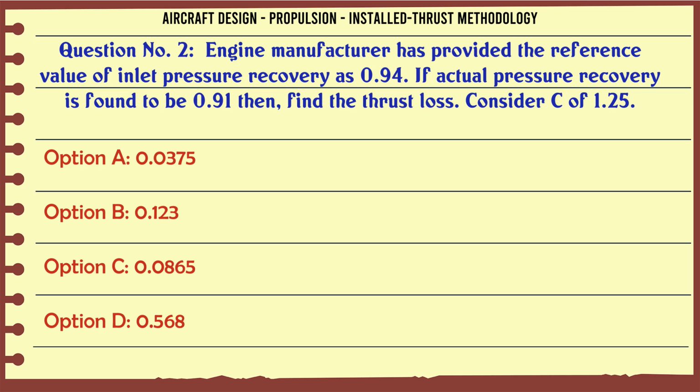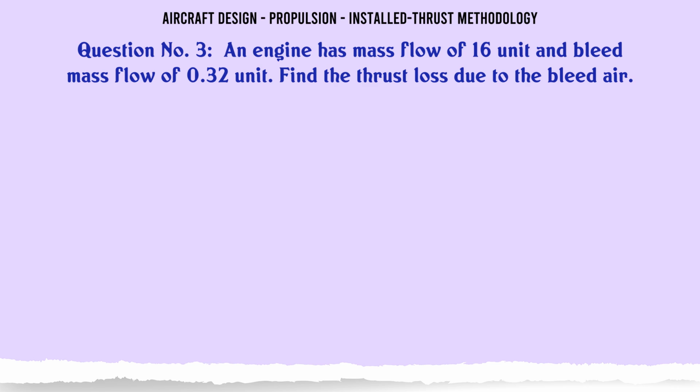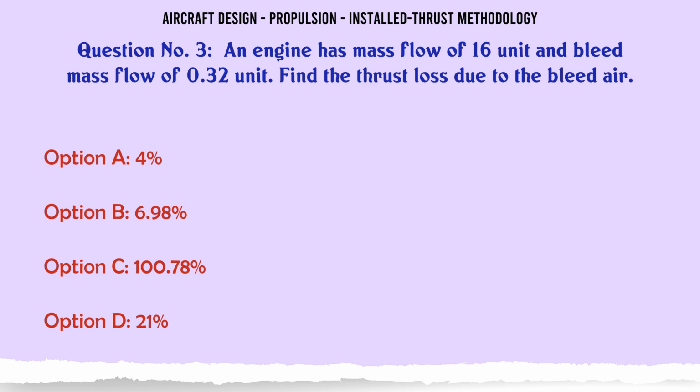0.0375. B 0.123. C 0.0865. D 0.568. The correct answer is 0.0375. An engine has mass flow of 16 unit and bleed mass flow of 0.32 unit.